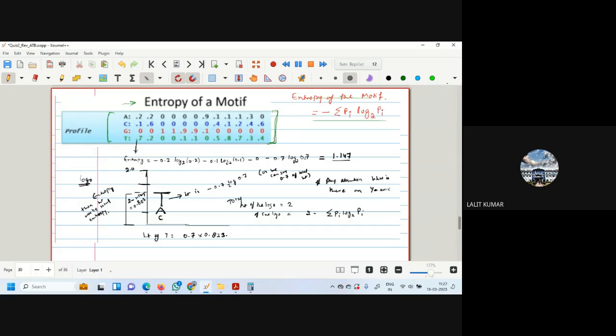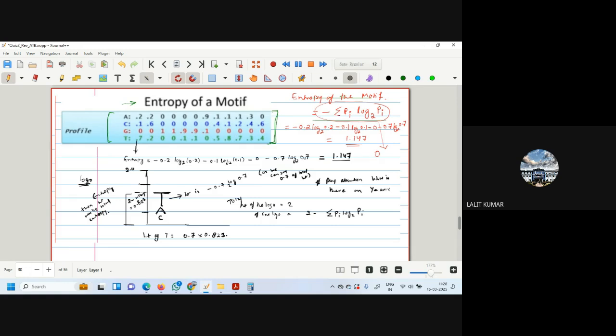For example, for the first motif, it will become minus 0.2 log 2 0.2 minus 0.1 log 2 0.1 minus 0, so this becomes 0, minus 0.7 into log base 2 of 0.7. So this gives you a value of 1.147. Now see this formula, minus Pi log 2 Pi. What can be its minimum value? The minimum value can be 0 if all are 0.